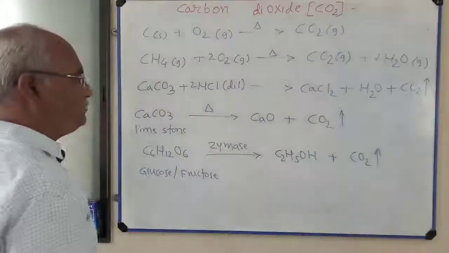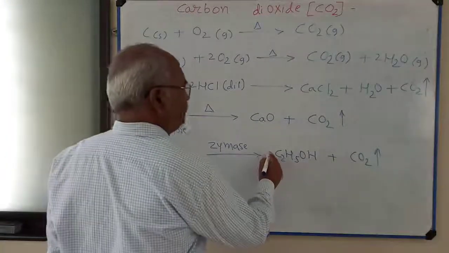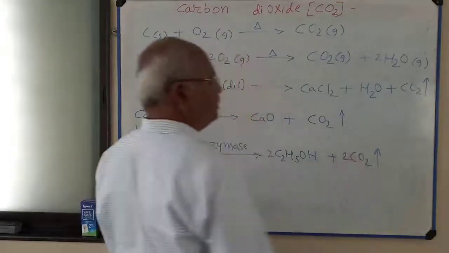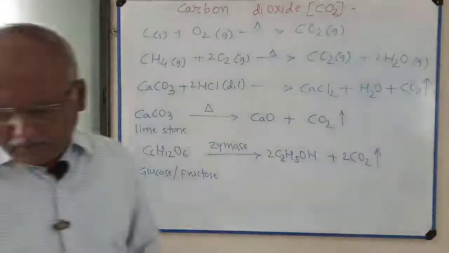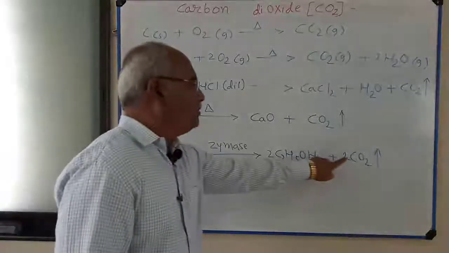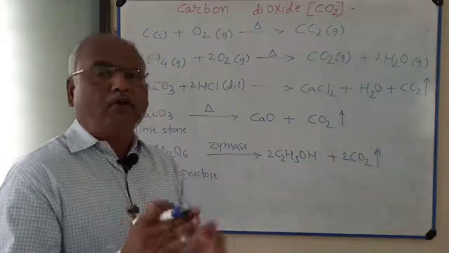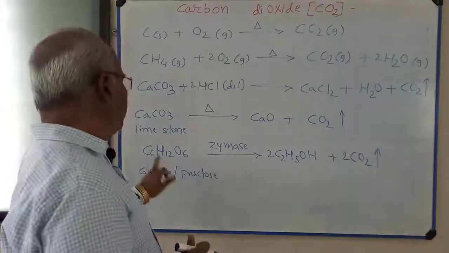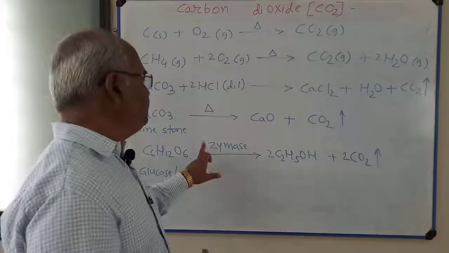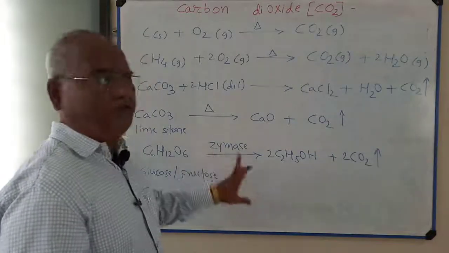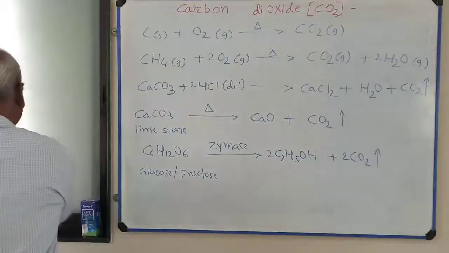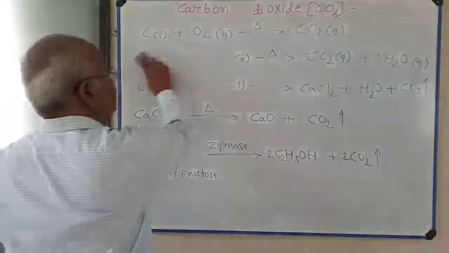I balance this reaction. Twice C2H5OH, twice CO2. Now you check whether the equation is balanced or not. Carbon dioxide is the byproduct formed when fermentation of glucose or fructose is carried out by enzyme zymase. So these are methods of preparation of carbon dioxide.